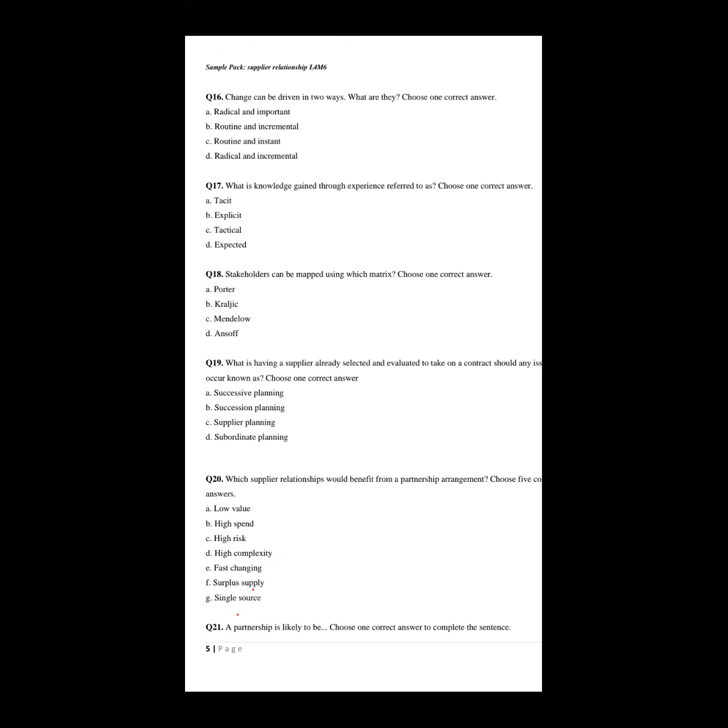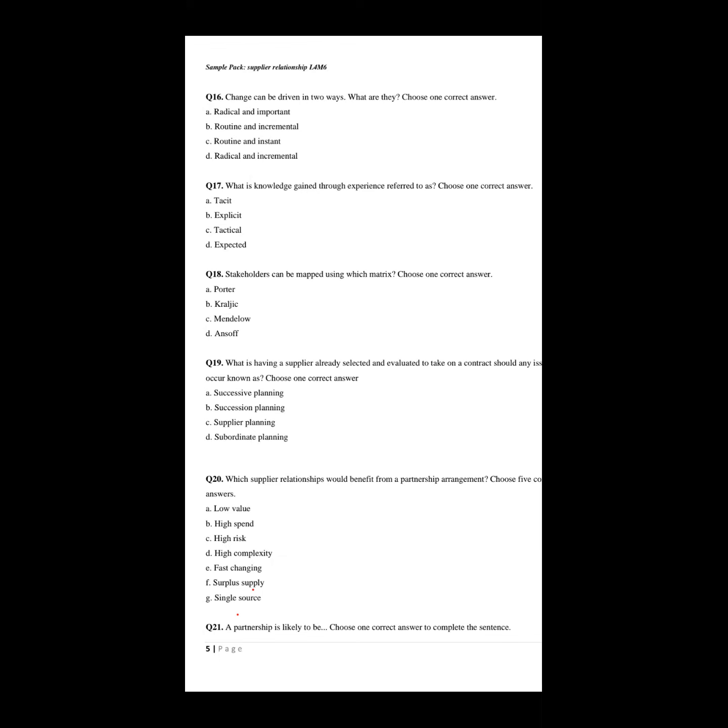Question 17. What is knowledge gained through experience referred to as? Choose one correct answer. Tacit knowledge. With this, when you go and see it in the exam, you remember that you laughed about it and you get it correct.